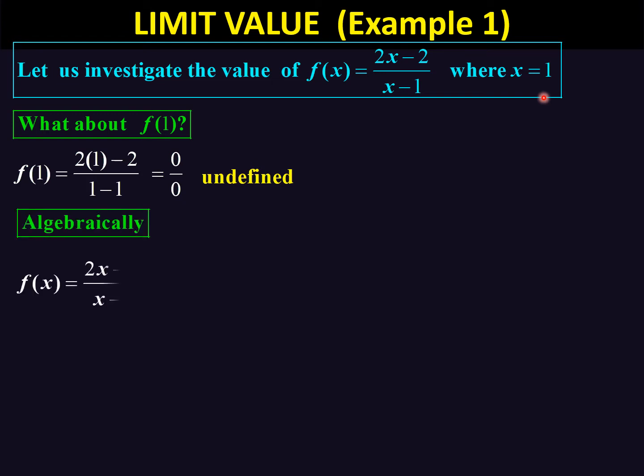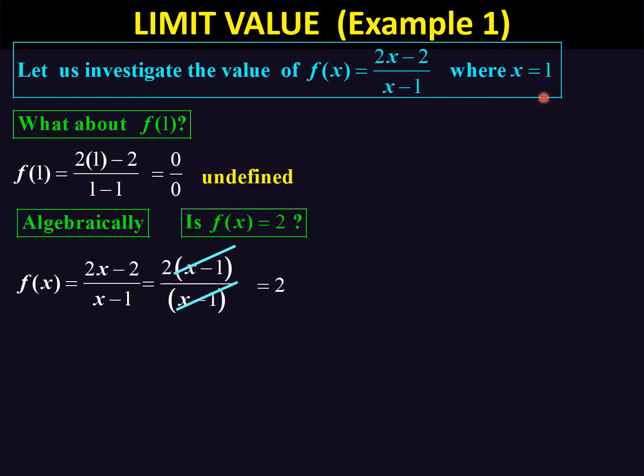Let's look at it algebraically. 2x minus 2 over x minus 1. We simplify that by factorization, and cancelling out, we end up with a 2. But is f(x) equal to 2? Yes, but only if x is not equal to 1, because if x is equal to 1, it doesn't exist. Let's look at it analytically.